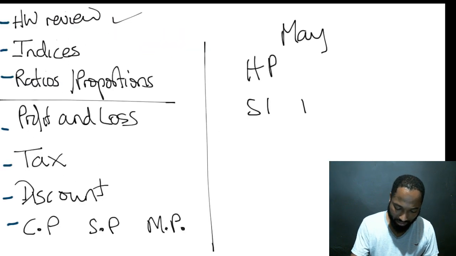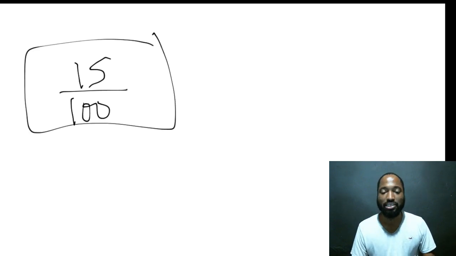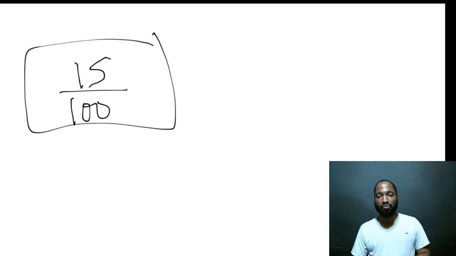One last thing before we dismiss class. Tax. Tax is a form of percentage, and once again we'll go in depth with this. Tax is normally at about 15%. So if you have any item and you have to put tax on it, you multiply by 15 over 100. So this takes us to the 2-hour mark.